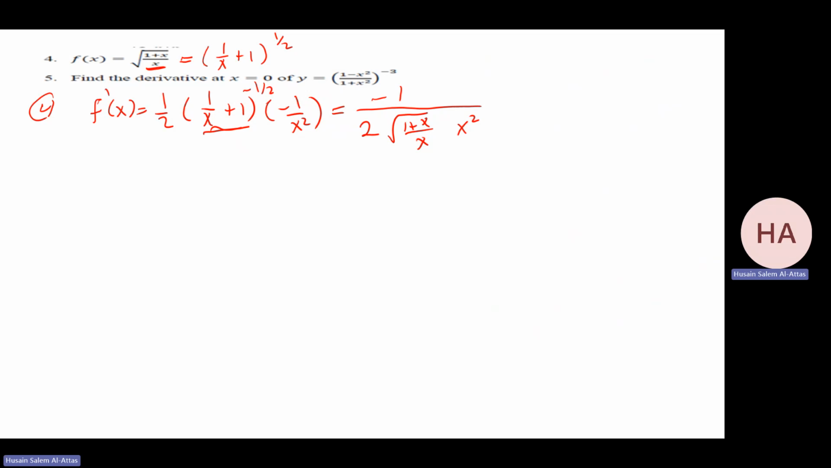Okay. So that will be what? Minus 1 over 2 root 1 plus x times x to the power what? 3 over 2. Yeah, this is x squared. This is x to the power half. That will be x to the power 3 over 2. In other words, it can be written as minus 1 over 2 root 1 plus x, x cubed.